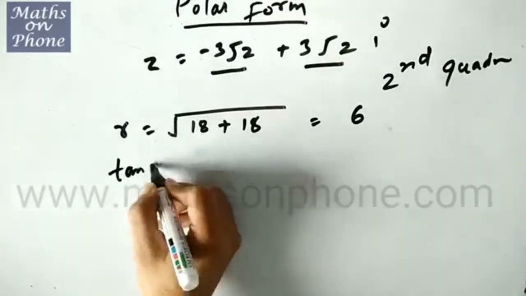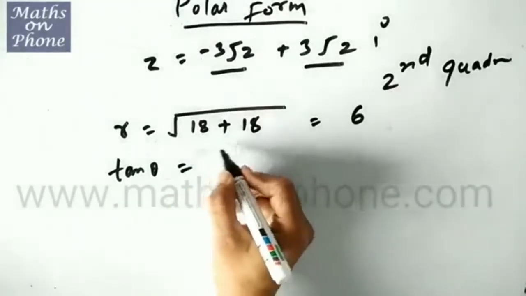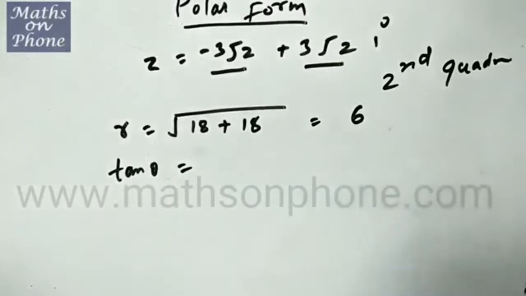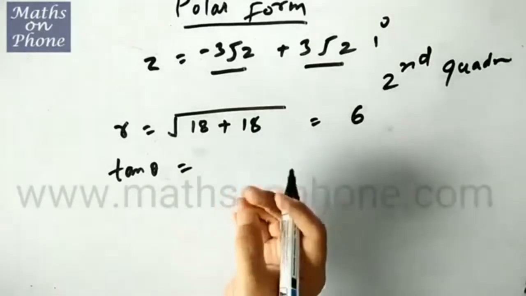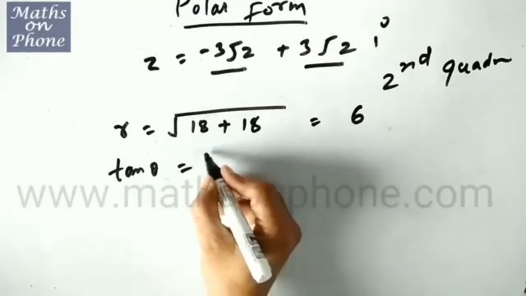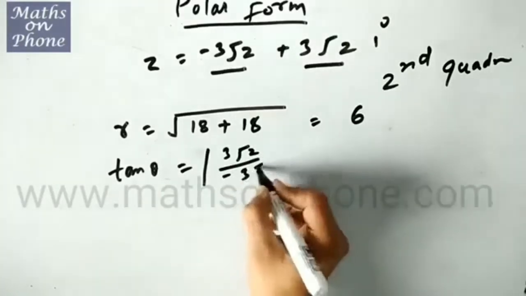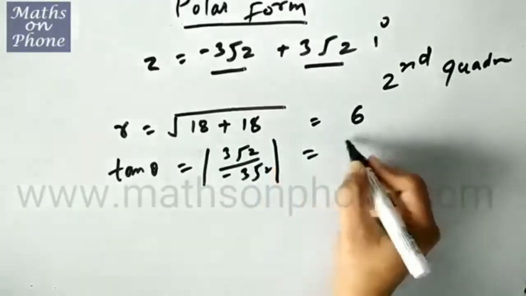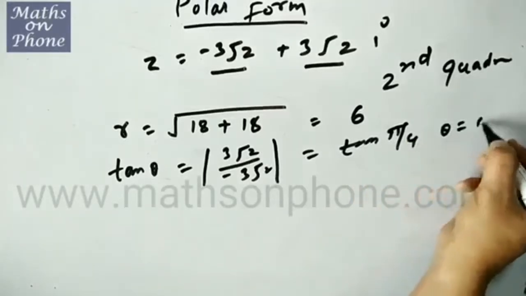So tan theta is equal to B by A. What technique am I telling you? You just find the modulus of B by A, and then decide in which quadrant it is lying. So tan theta is 3 root 2 divided by minus 3 root 2. That is just 1. That is tan pi by 4. So theta is equal to pi by 4.